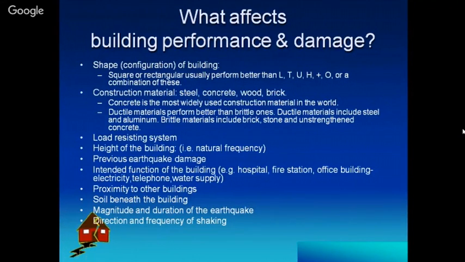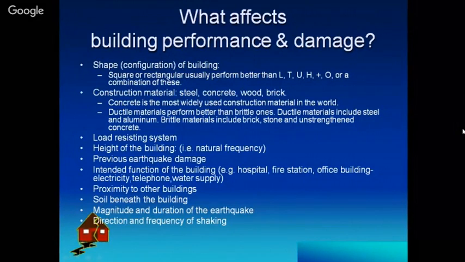So load resisting system, height of the building, these are all parameters which are going to contribute towards a better configuration and symmetricity of the building. These are the points which are required to be kept in mind. The load resisting system should be continuous, not a discontinuous path. Load should follow a particular path, and there should not be any discontinuity in the path. Height of the building: definitely you are going to keep in mind the natural frequency and time period of the building, and at what place you are locating it.